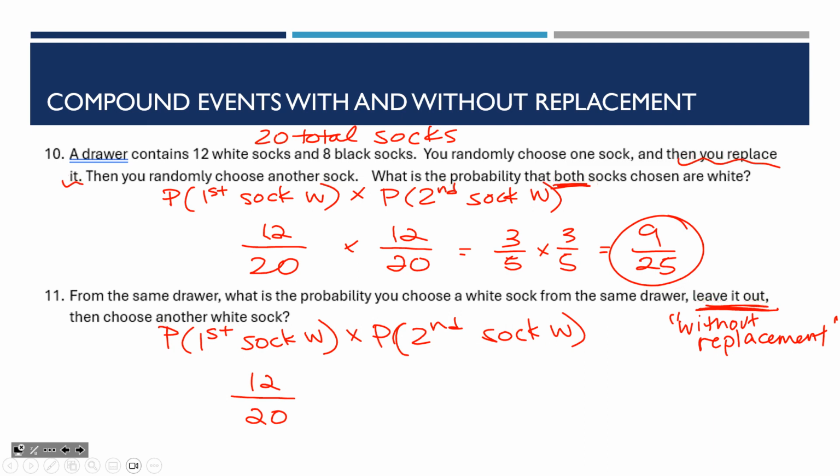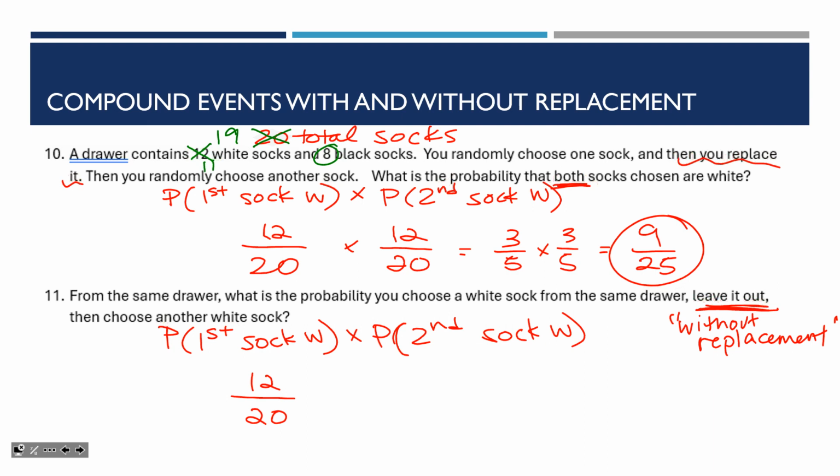But here's the thing. I didn't put that sock back in my drawer. I left it out, or I put it on my foot. In other words, without replacement. So now I don't have 20 total socks in the drawer. Now I only have 19 socks in the drawer. And the reason I only have 19 socks in the drawer is because I no longer have 12 white socks. I have 11 white, and I still have 8 black, right? Because the first one I took out was white.